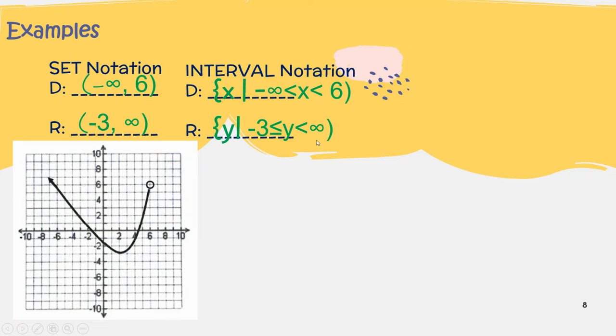Our ranges are going to be the same: -3 less than or equal to y. Why is this one less than or equal to? Because it does include that -3. Y less than infinity. Remember, infinity is always just a less than and not less than or equal to.